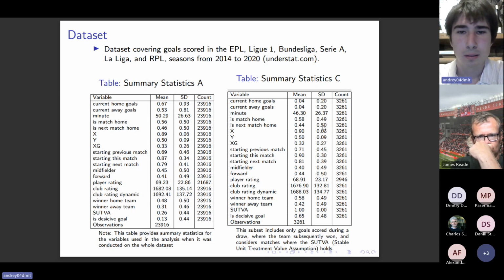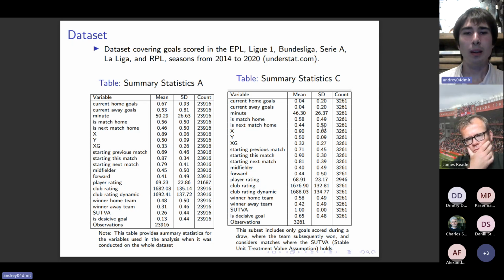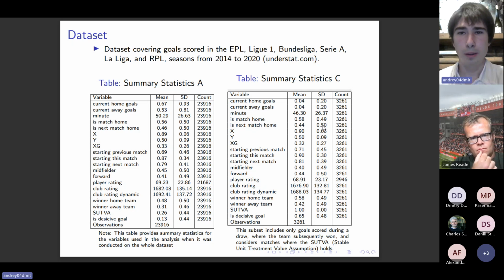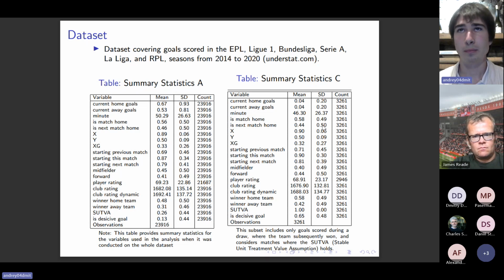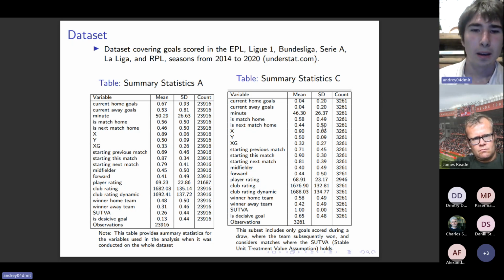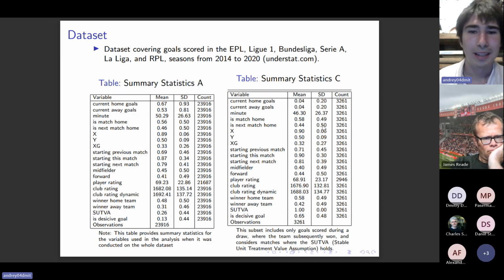Player rating. It's the FIFA player rating, the standard one. Club rating and club rating dynamic. What's the difference between these two variables? Club rating is the average rating for a club based on all these seasons from 2014 to 2020. But you can imagine that club strength may vary among the seasons. So we chose club rating dynamic for the main specification. It's a season-level variable. Then winner home team, winner away team: whether the home team won the match or the away team. As you can see, home teams usually win the match. And then SUTVA, how many of the observations meet SUTVA.